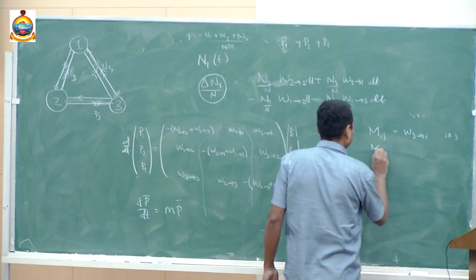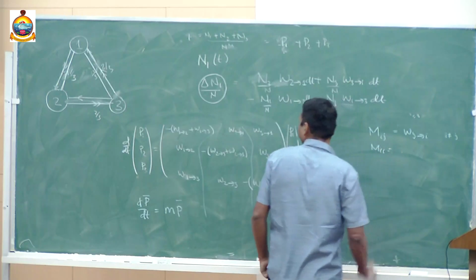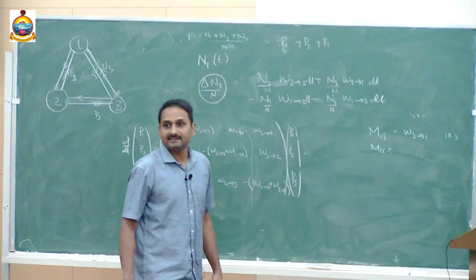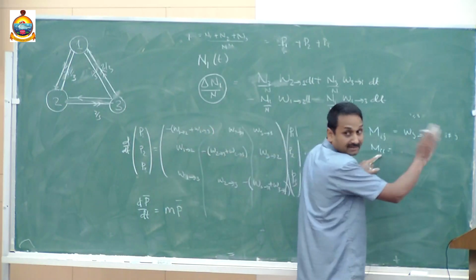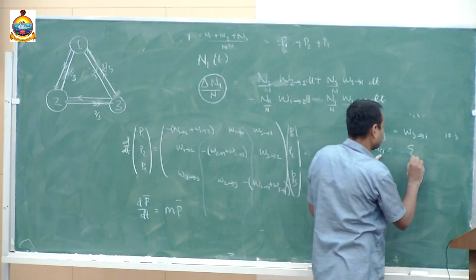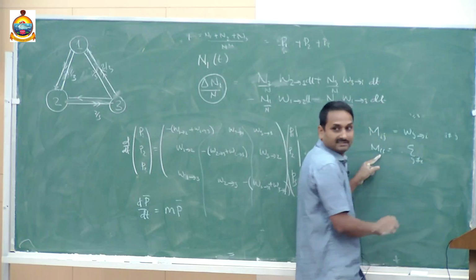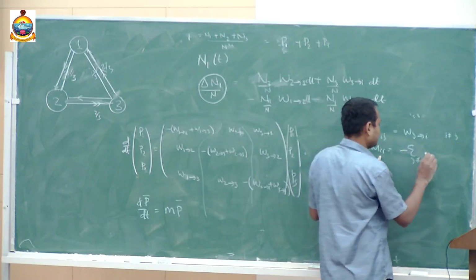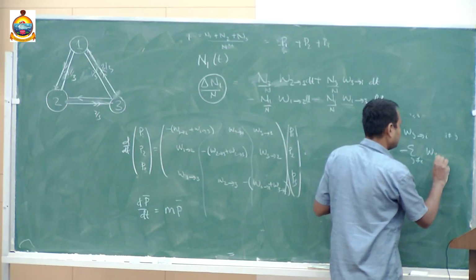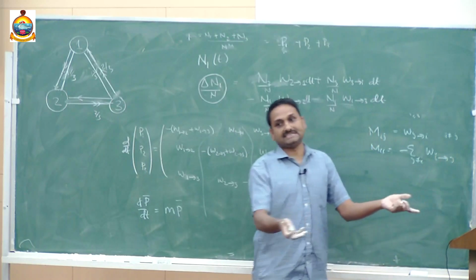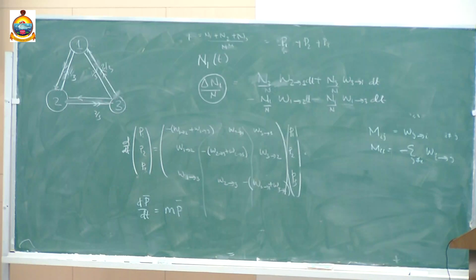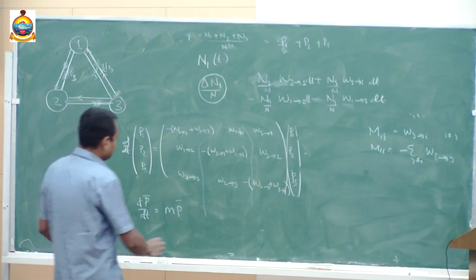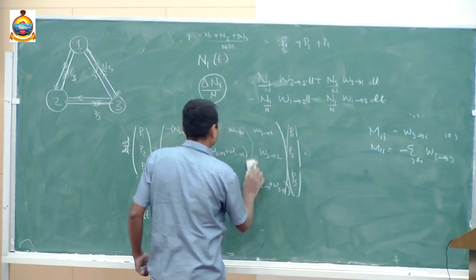And what is M_ii? M_ii is the summation over j, from i wherever you can go. So summation over j not equal to i, with a minus sign, of W_i to j, wherever you go. The whole sum is there. So let us keep this matrix here and proceed further.